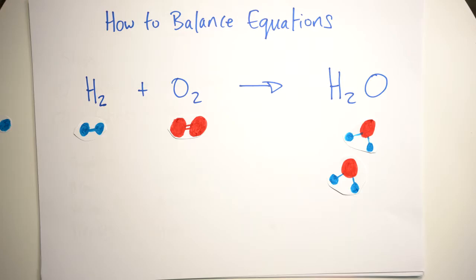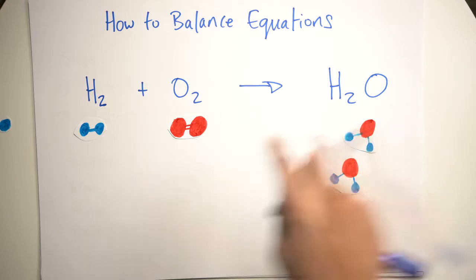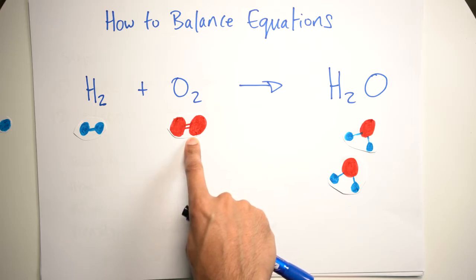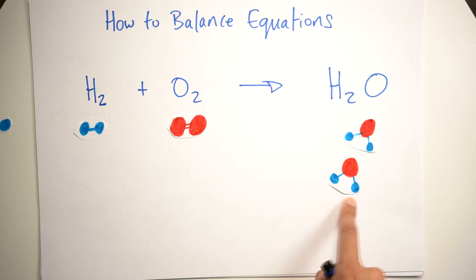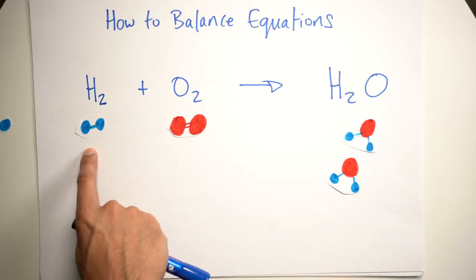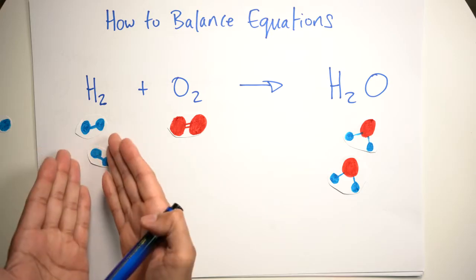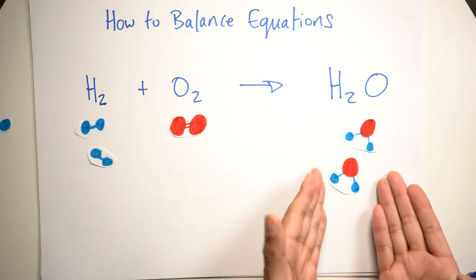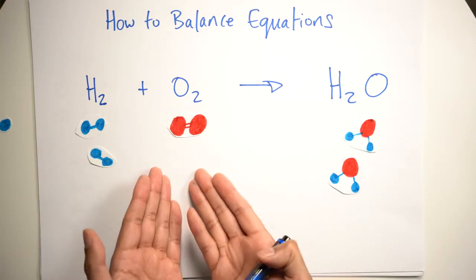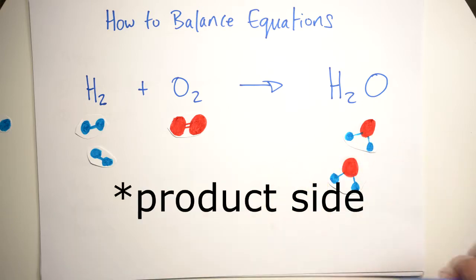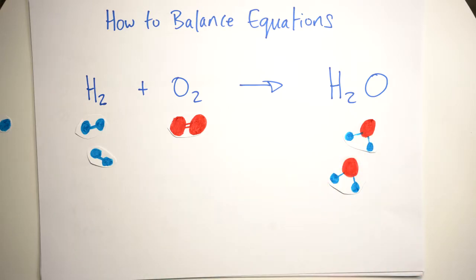So now I've got 2 oxygens, which balances out this. But now what I've got is 4 hydrogens. I've only got 2 here. So what I do is I put another one of those hydrogen molecules over here. And now I've got 4 hydrogens here, 4 on the product side, 2 oxygens on the reactant side, 2 oxygens on the product side, and it's all balanced.